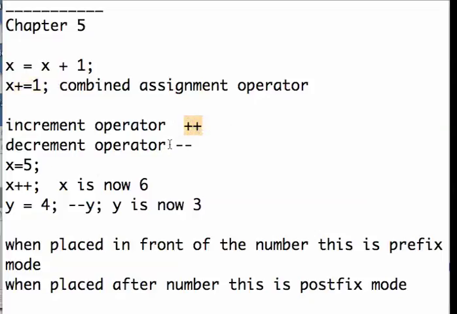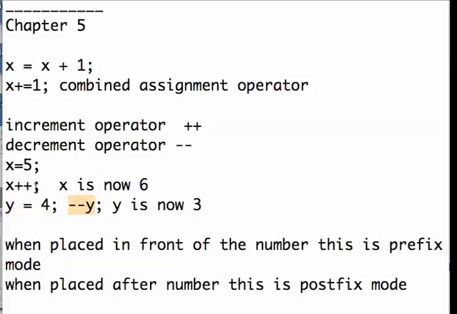Plus plus is called an increment operator. That's where we add 1 to something. And minus minus is called a decrement operator. That's where we subtract 1. If x is assigned 5, and I say x plus plus, x is now 6. If y is assigned 4, and I say minus minus y, y is now 3.